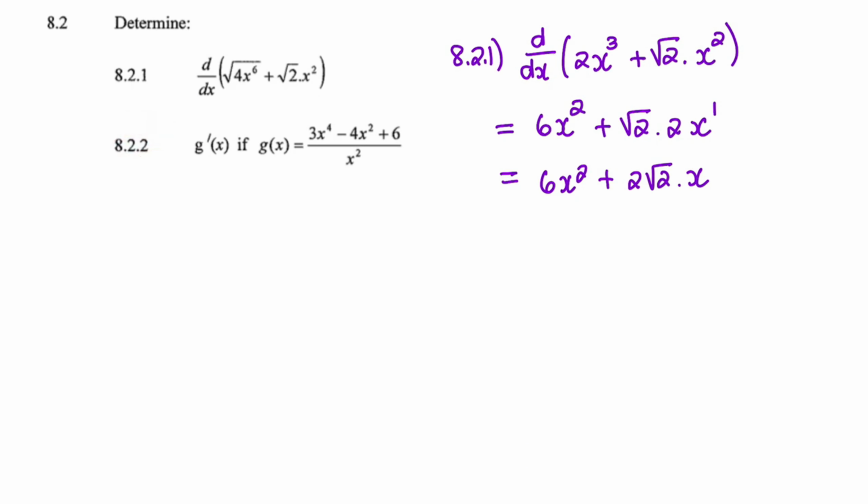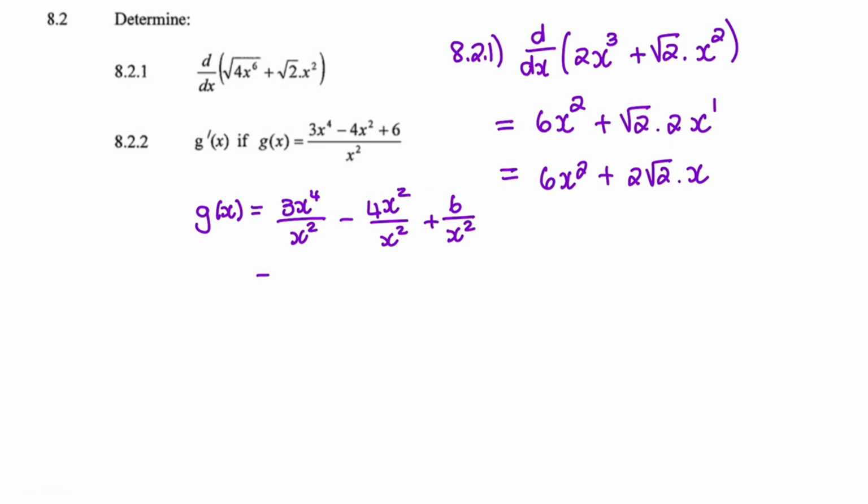8.2.2 says find the derivative of g(x) if g(x) is this fraction. Now I noticed I have 3 terms in the numerator and 1 term in the denominator. That means that I can rewrite g(x) as 3x to the power of 4 over x squared, minus 4x squared over x squared, plus 6 over x squared. So what I'm doing is I'm taking the numerator and splitting it into 3 fractions. And I can do that because I only have one term in the denominator.